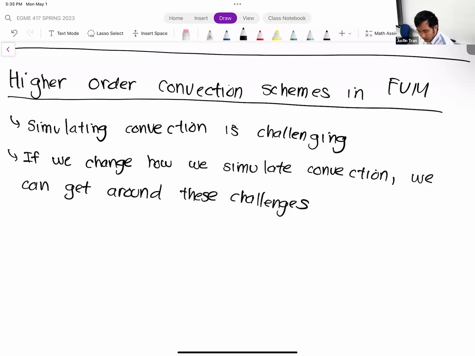Okay, and so last time what we talked about was a higher order scheme for finite differences. And where we left off was talking about a higher order scheme for finite volumes. Okay? And so for finite volumes, for FVM, our higher order scheme is known as the QUICK scheme.